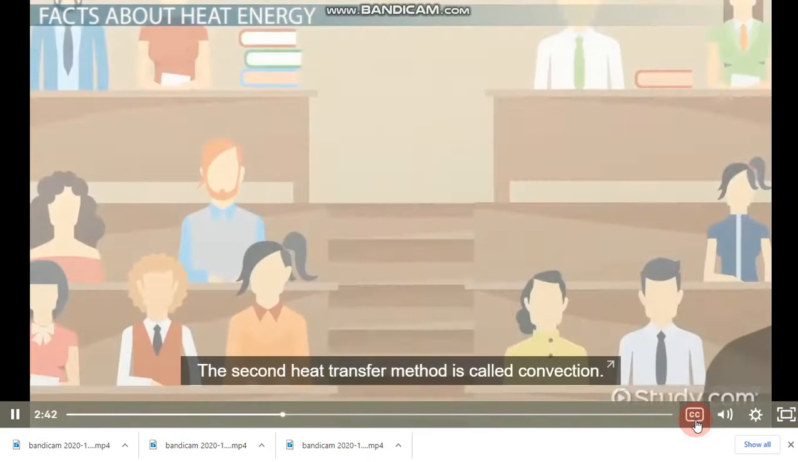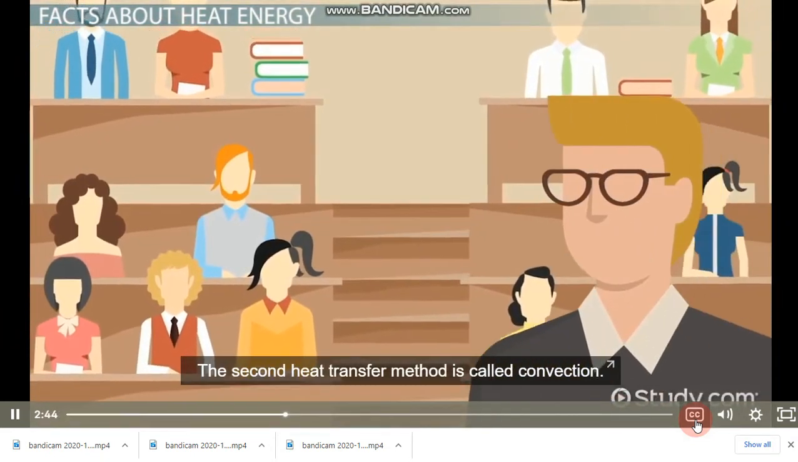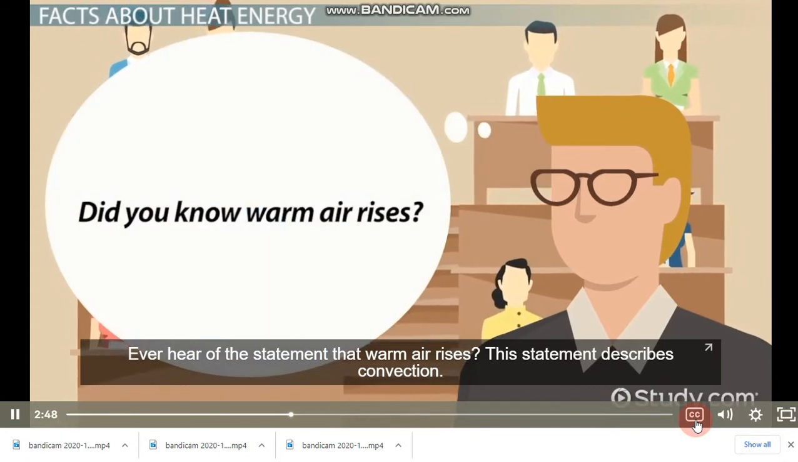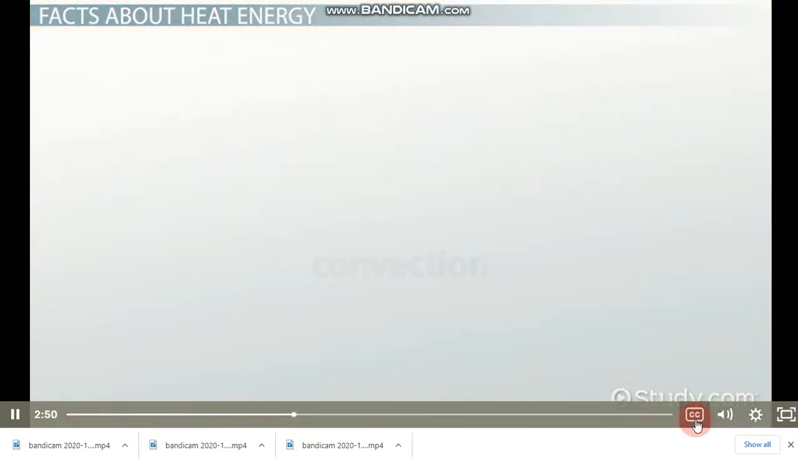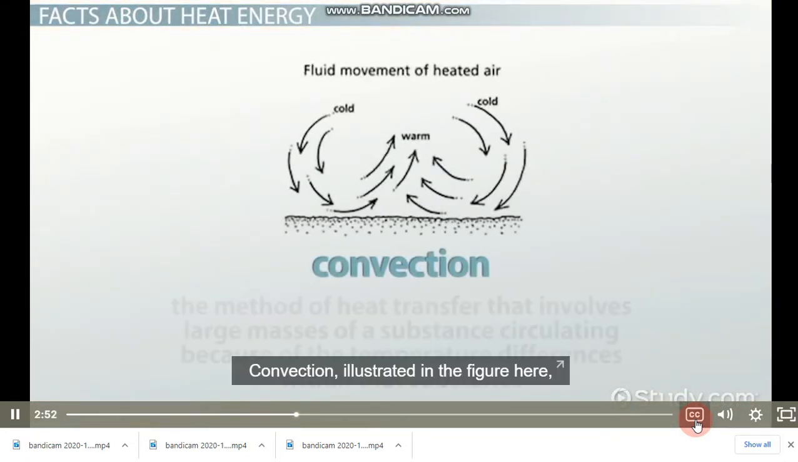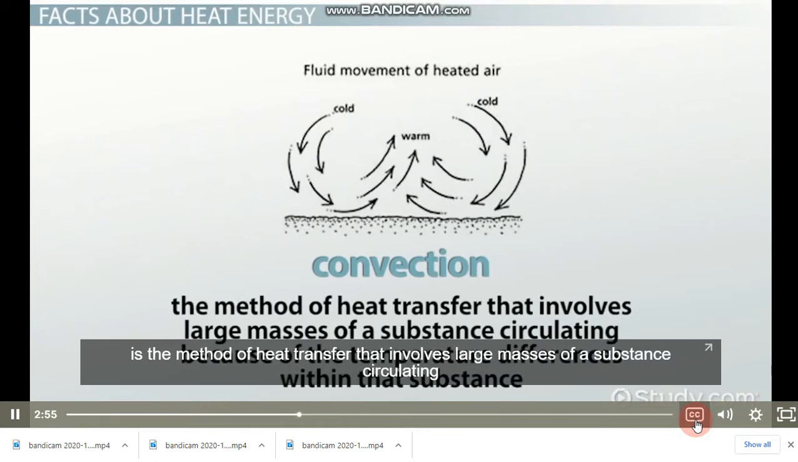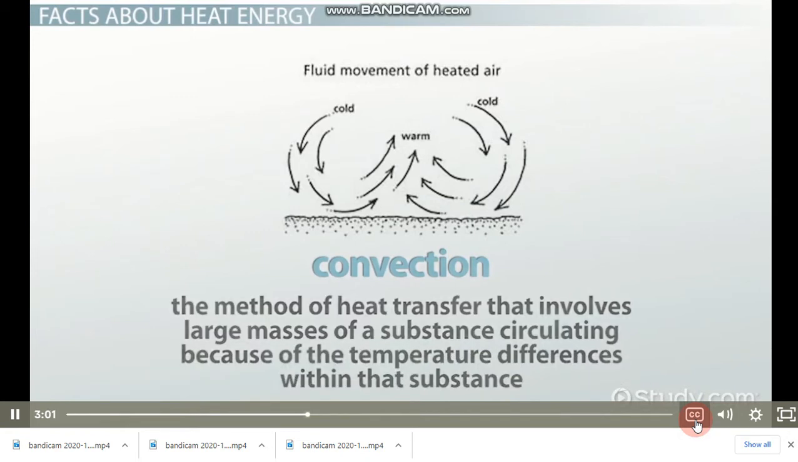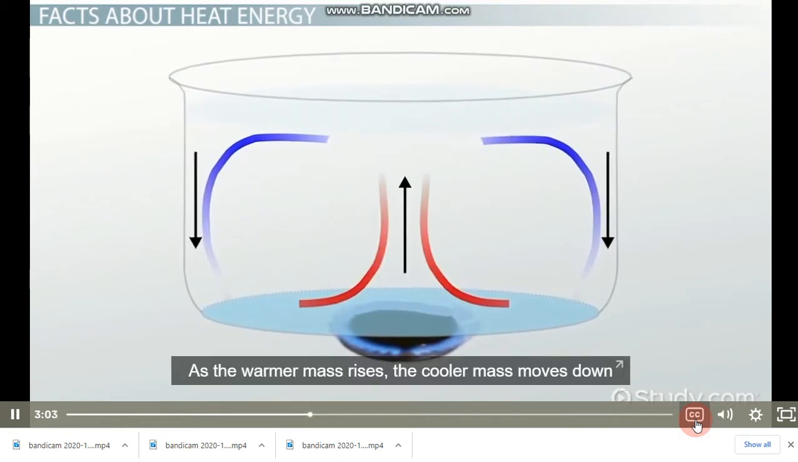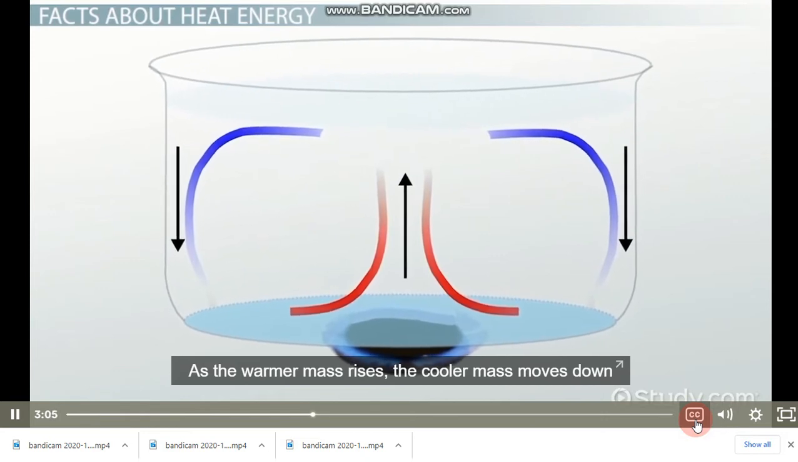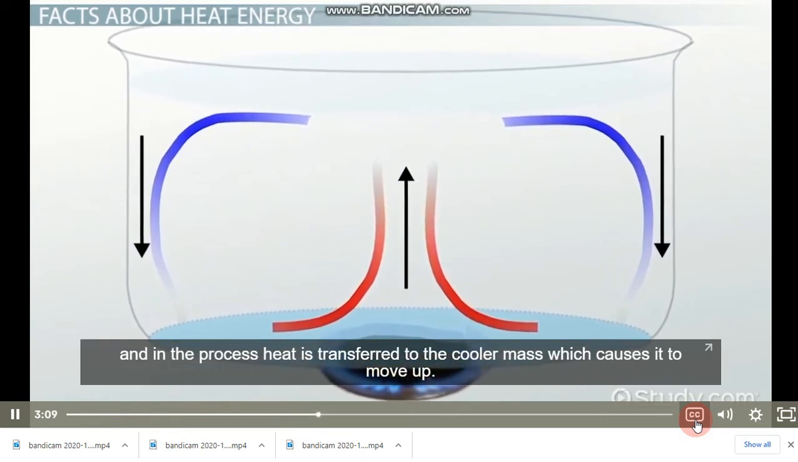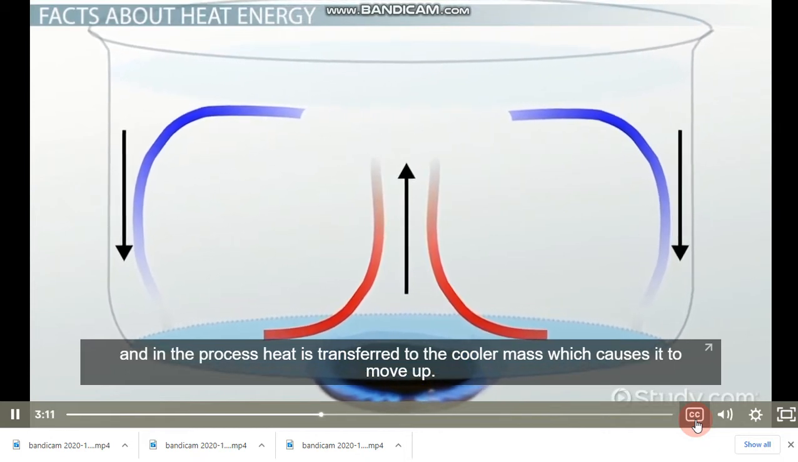The second heat transfer method is called convection. Ever hear of the statement that warm air rises? This statement describes convection. Convection, illustrated in the figure here, is the method of heat transfer that involves large masses of a substance circulating because of the temperature differences within that substance. As the warmer mass rises, the cooler mass moves down, and in the process, heat is transferred to the cooler mass, which causes it to move up.